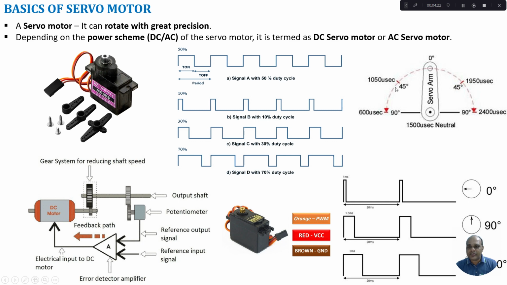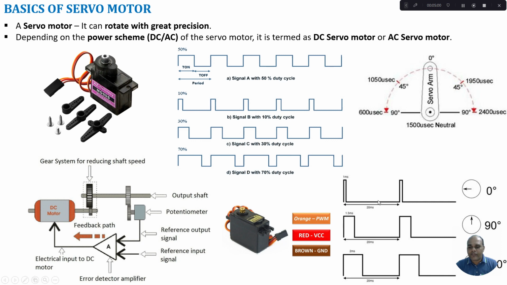For example, let us assume I want to get a movement to minus 45 degrees. For 1 degree we have calculated 10 microseconds, so for 45 degrees, it will be 450 microseconds. This 450 microseconds should be added to the 600 microseconds, thereby you get 1050 microseconds. So in order for my shaft to move to minus 45 degrees, I have to give an on time of 1050 microseconds.